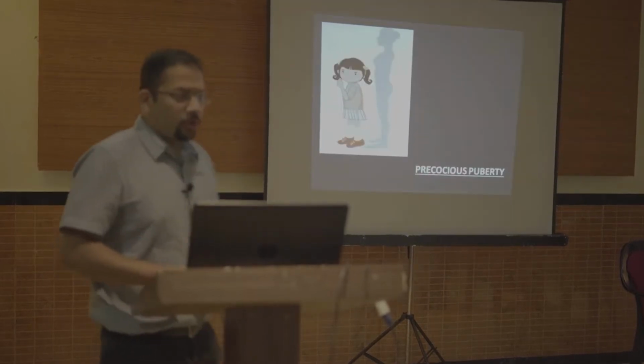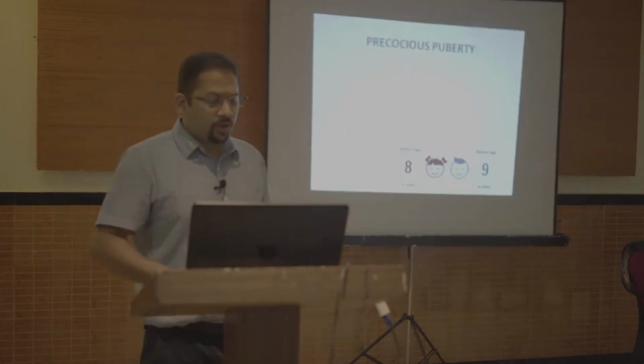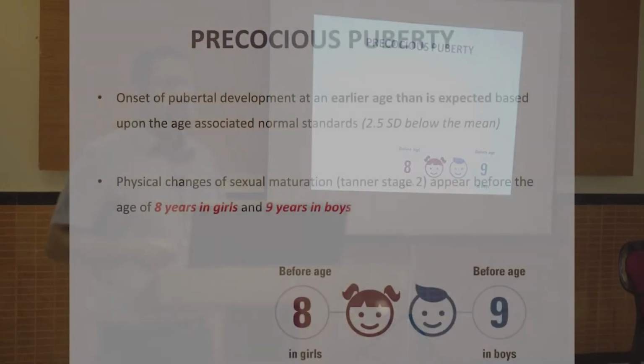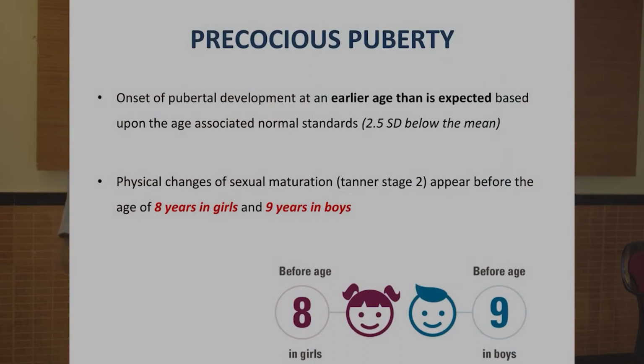So, the topic of this is precocious puberty. What is precocious puberty? It is the appearance of secondary sexual characteristics, that is thelarche, before the age of 8 years in females and before 9 years in boys. So we say it is precocious puberty.